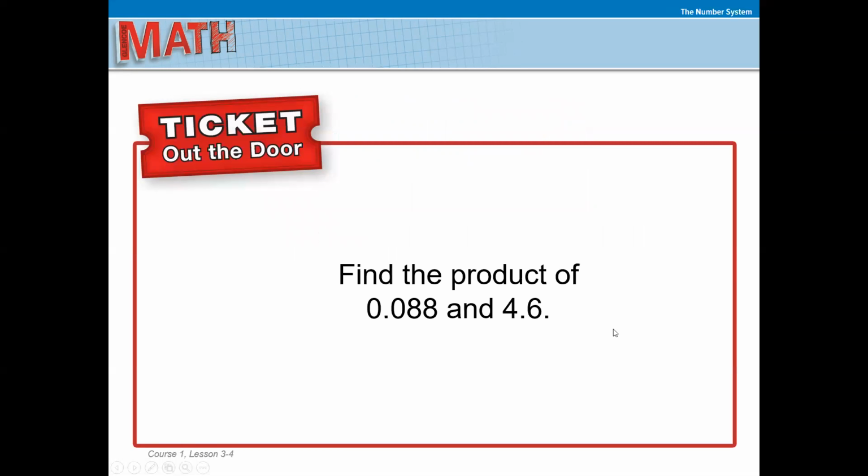Your ticket out the door. Find the product of 88 thousandths and 4 6/10. Show your work in your math notebook.